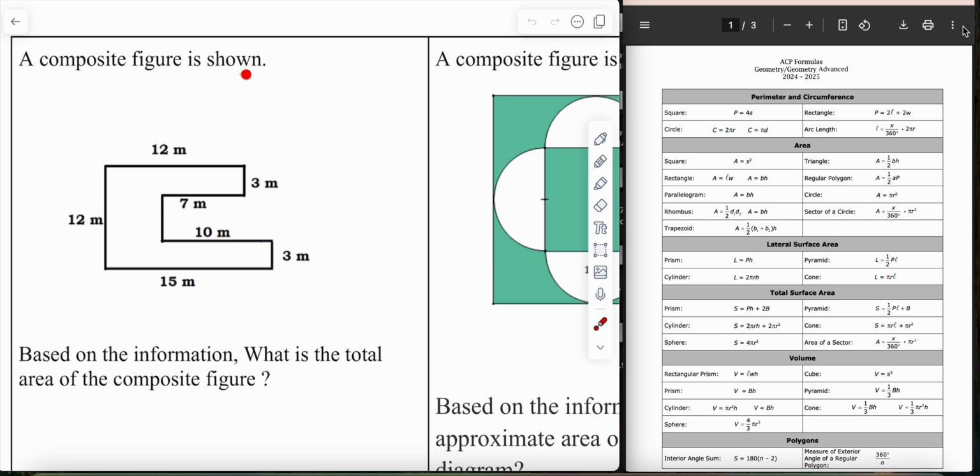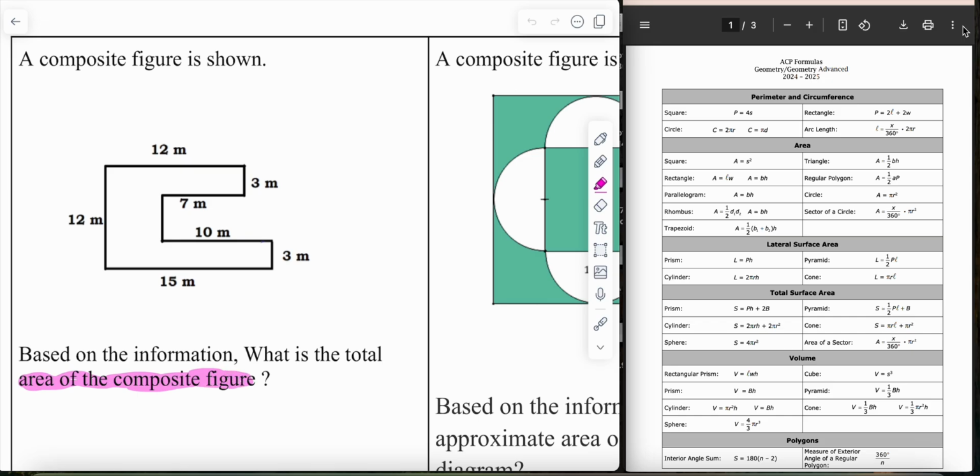Composite figure is shown. Based on the information, what is the total area of the composite figure? So our important word here is going to be the area, and the question is asking us to find the area of the composite figure. Now, what is a composite figure? That is just a figure made up of different shapes.